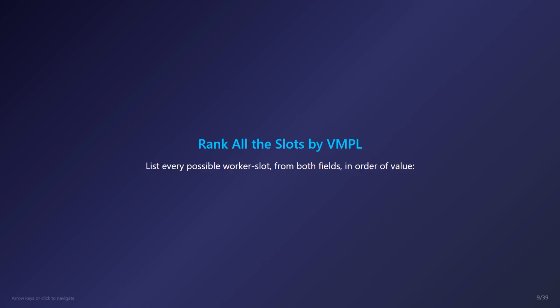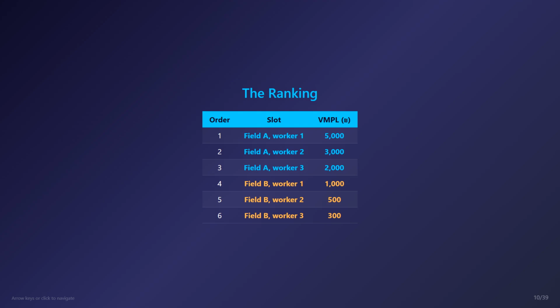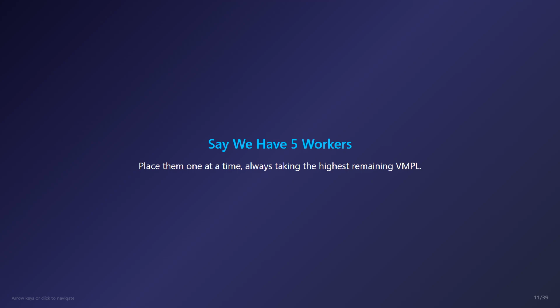To apply the rule, we list every possible worker slot from both fields together and put them in order of value, highest first. Here's that ranking. Field A's first worker at 5,000, its second at 3,000, its third at 2,000. Then Field B's first worker at 1,000, its second at 500, its third at 300. Let's say the producer has 5 workers. We place them one at a time, each time grabbing the highest remaining value on the list.